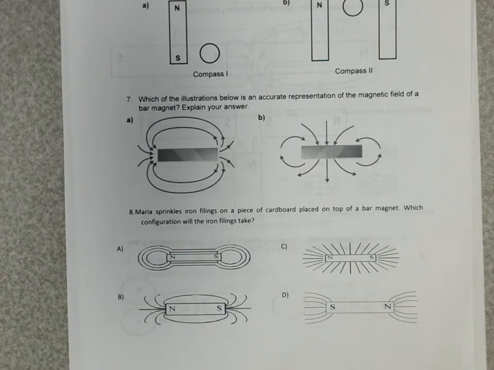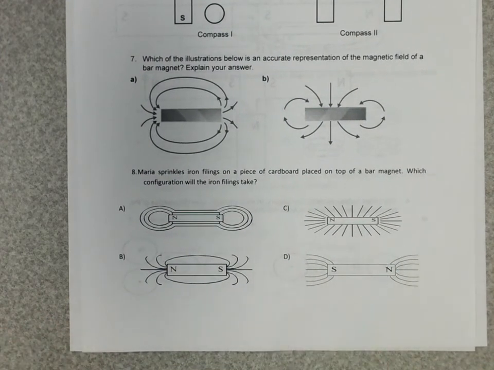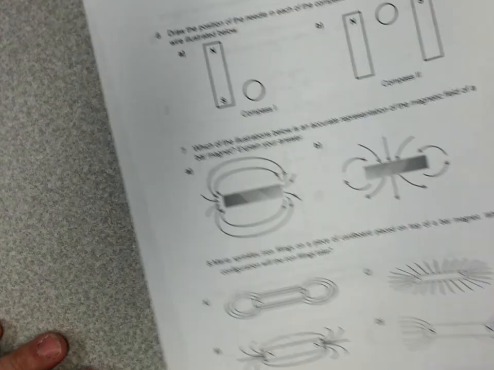Okay? Number 8. Maria sprinkles iron filings on a piece of cardboard placed on top of a bar magnet. Which configuration will the iron filings make? Okay, so this is just like the lab that we did on Friday. So indicate which one you think is correct.